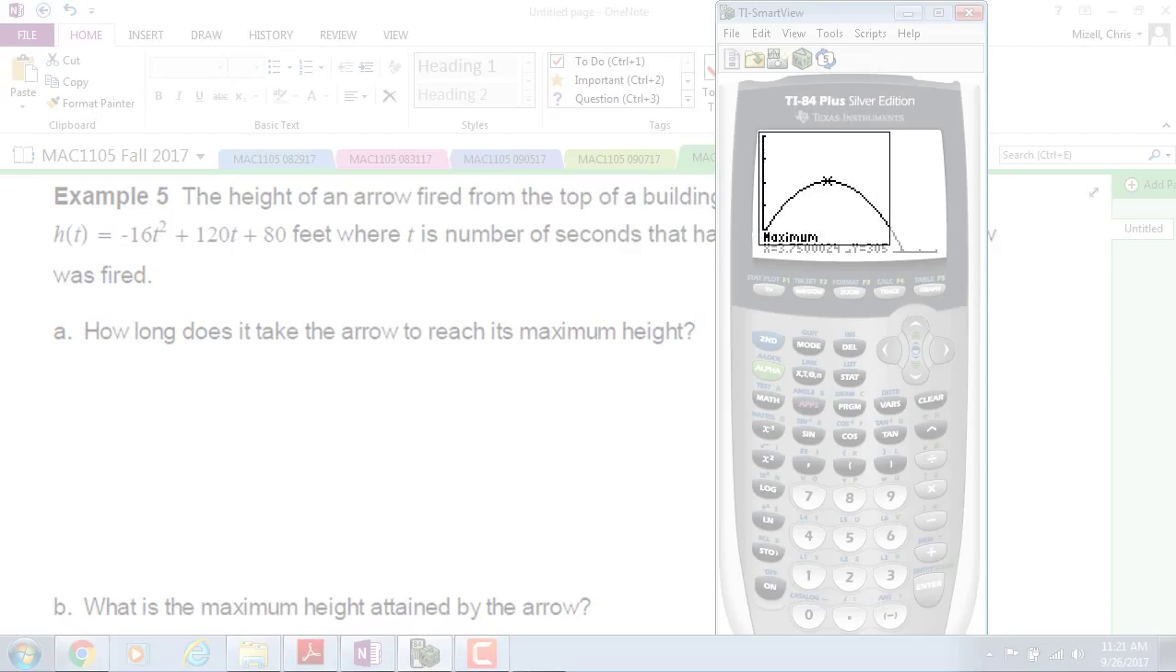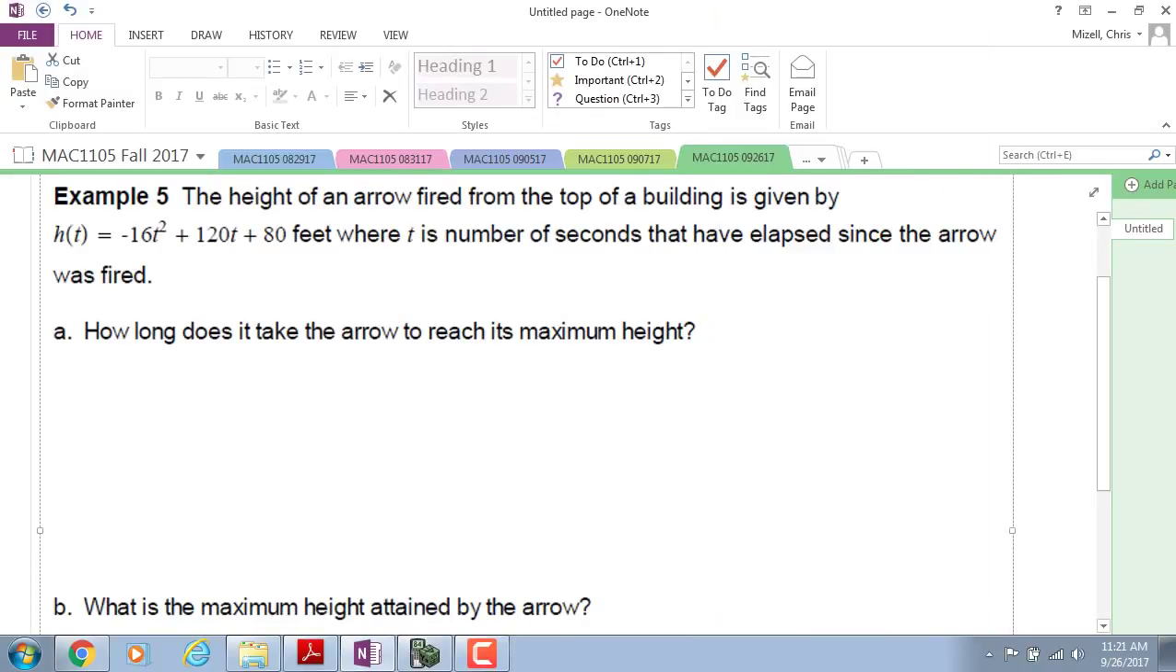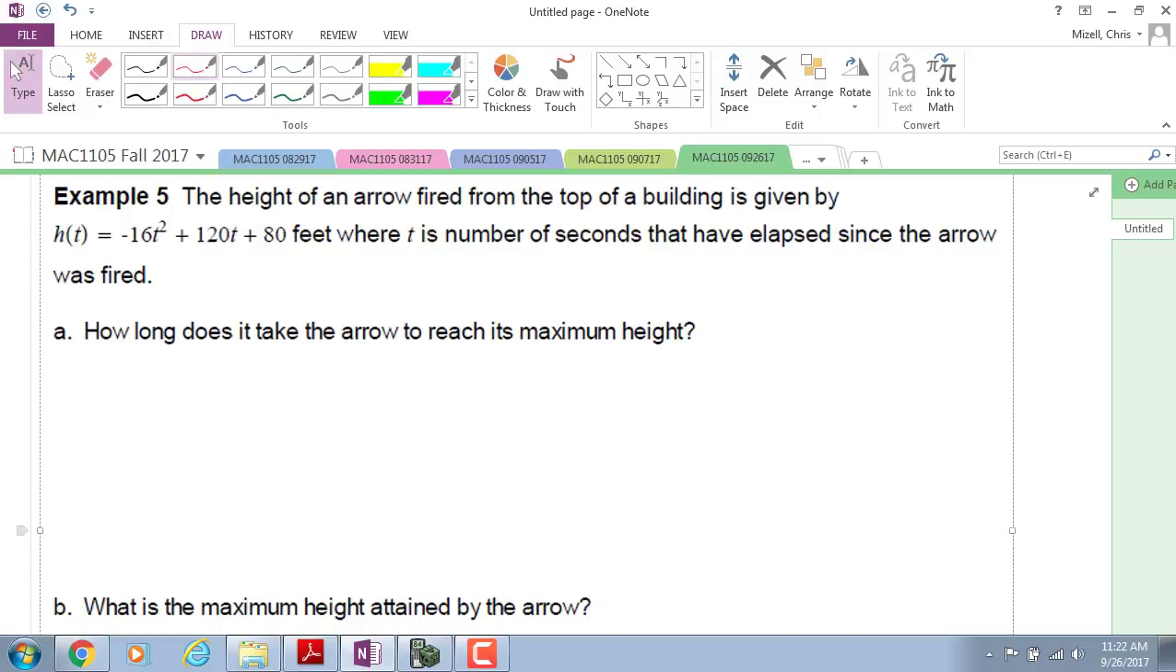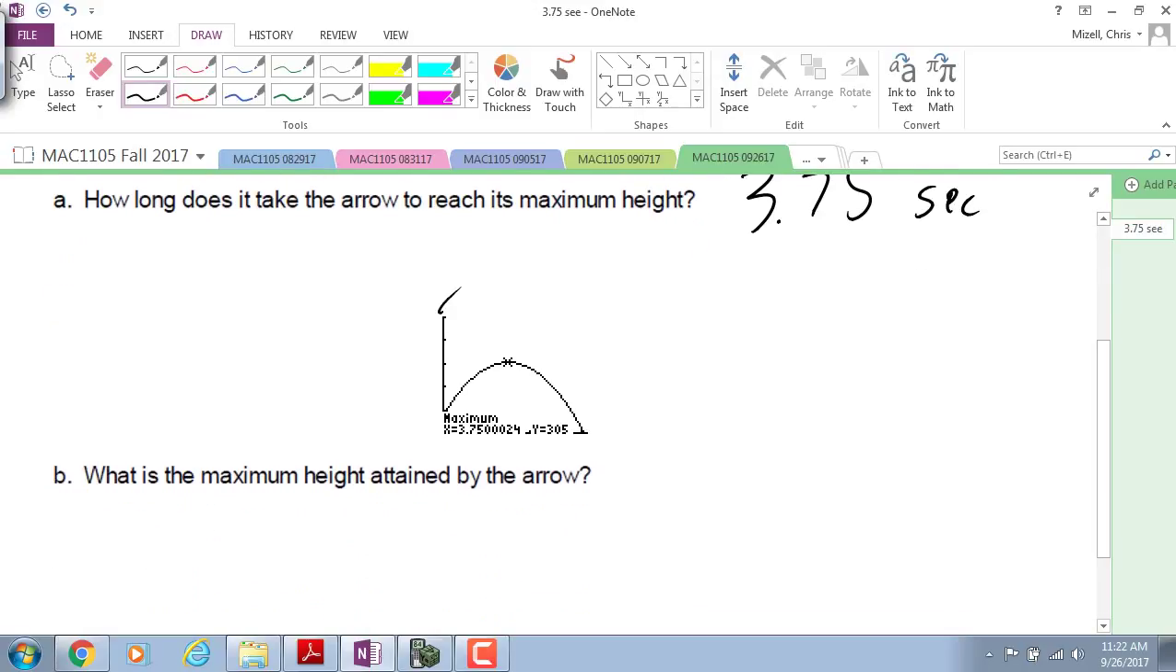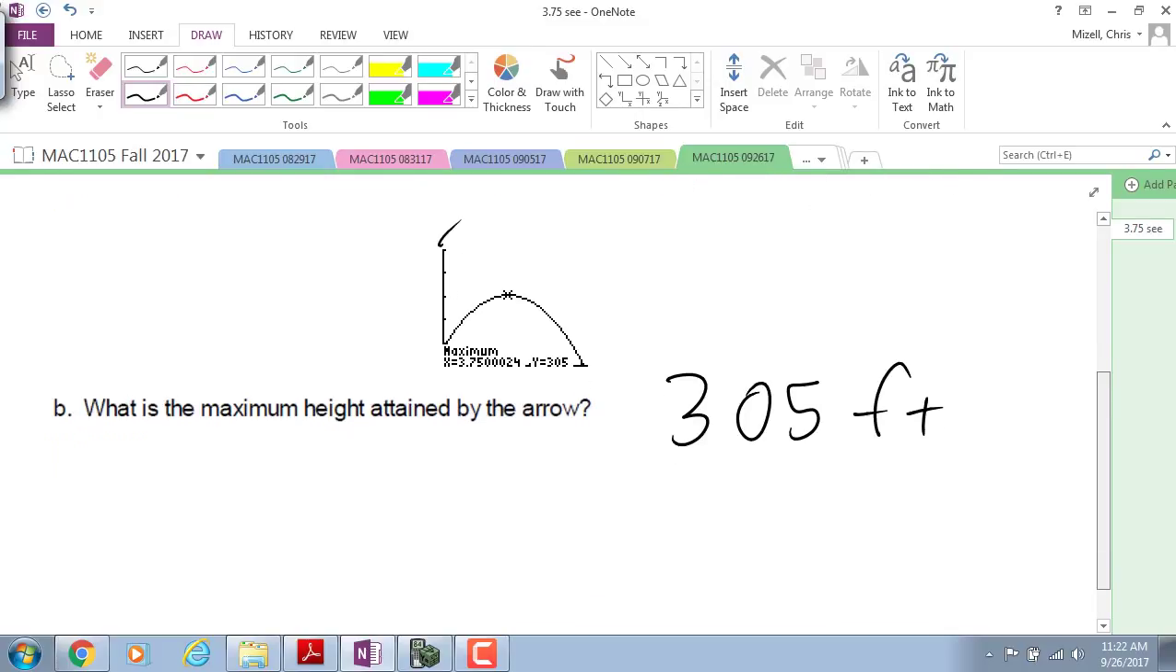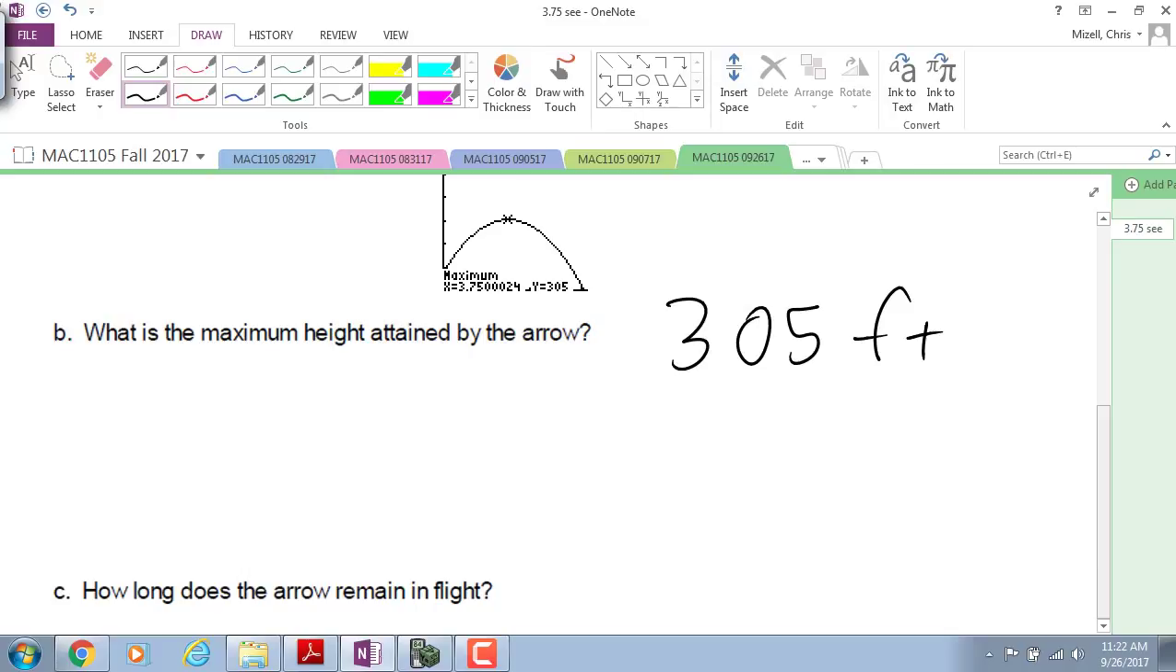What is the maximum height attained by the arrow? So 3.75 seconds, and then the maximum height attained by the arrow is 305 feet. And was there a C part? How long does the arrow remain in flight?